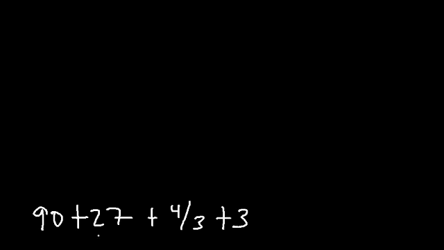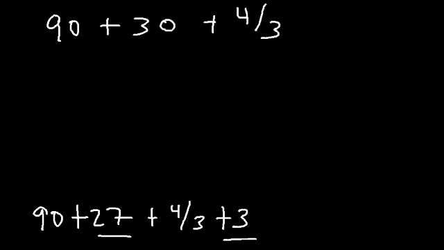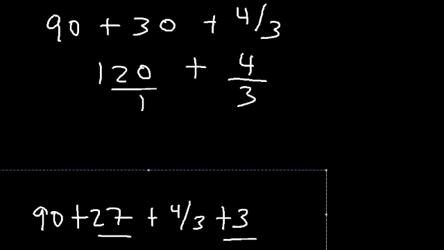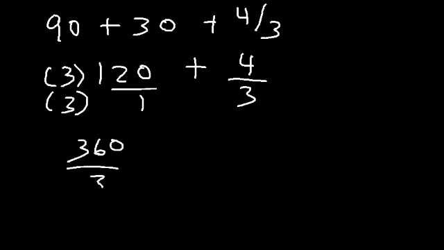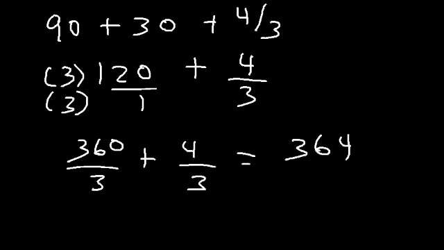Now let's add 27 and 3. So that's going to be 30. And 90 plus 30 is 120. So now, to add these two, we need to get common denominators. Let's multiply 120 by 3 over 3. 3 times 120 is 360. So the final answer is 364 divided by 3. So this is it.